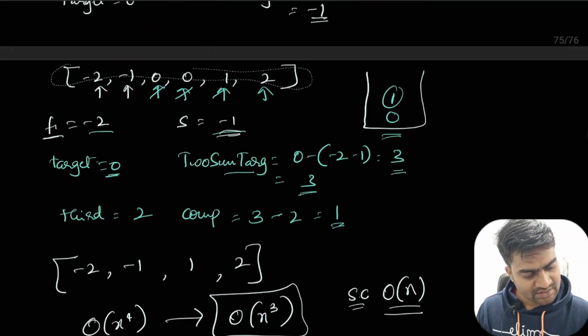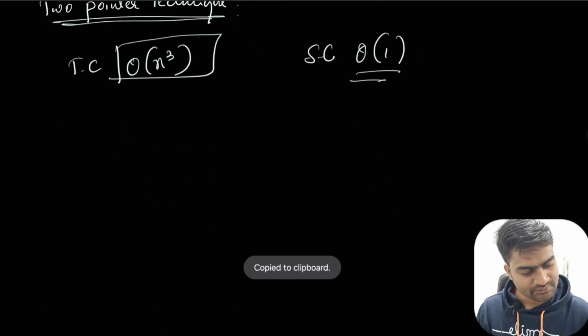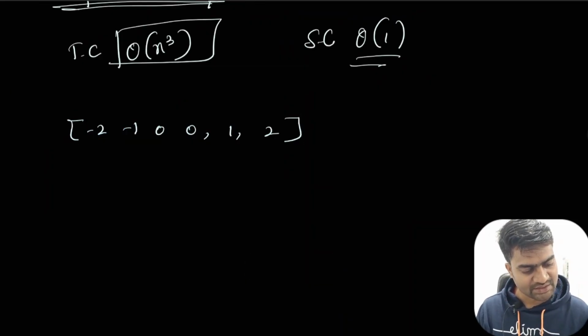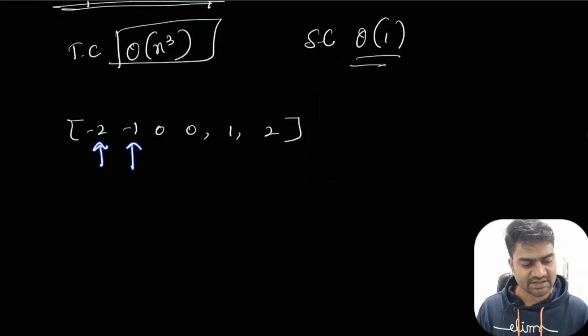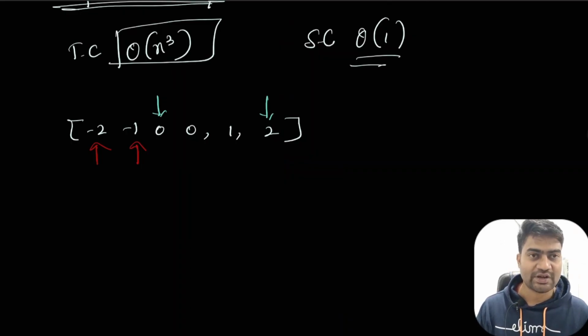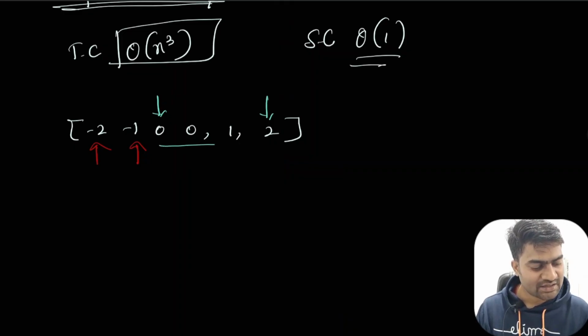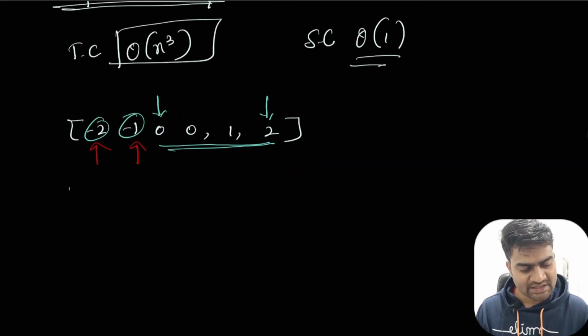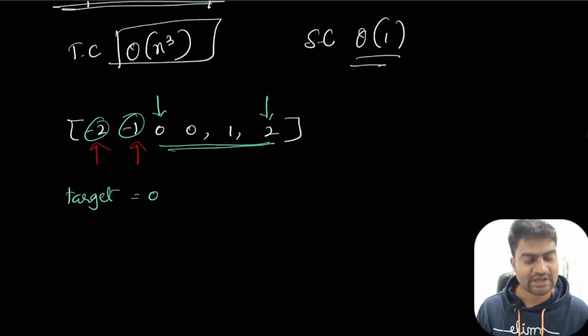So if you copy this example, I will paste it here and I will try to explain it for one scenario. Assume this is the first number, this is the second number. Let's mark them with some color. Now I will take a left pointer and a right pointer, then I will try to find two numbers in this set. Since this is sorted, my target is 0, correct?